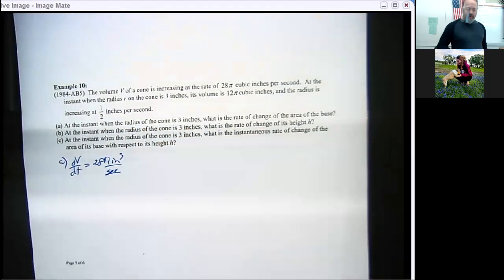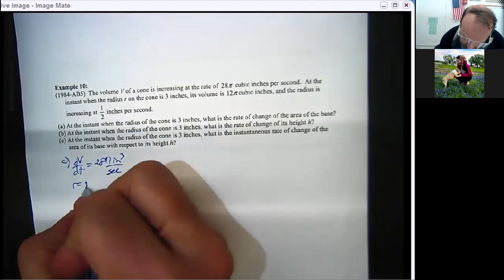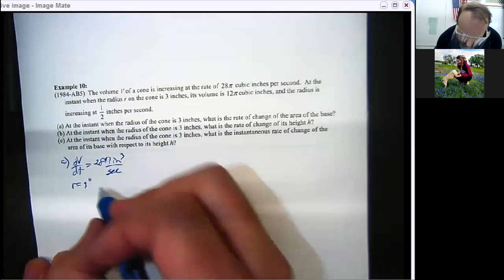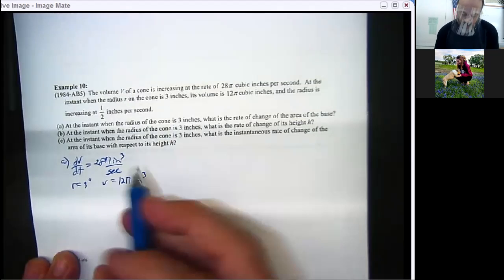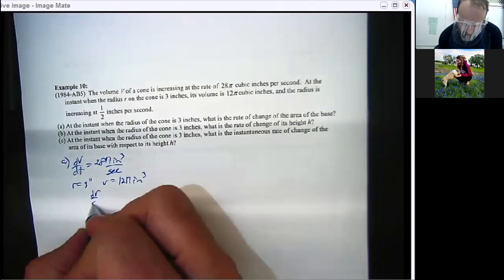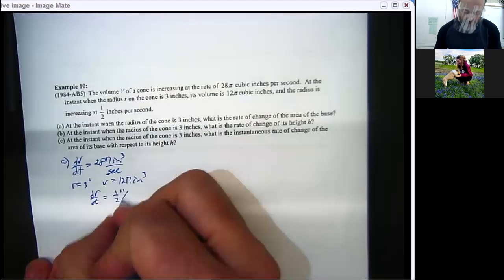At the instant when the radius of the cone is 3. Now, what is that? Is that the constant value or is that a snapshot value? That's a snapshot. When am I going to use that then? After I do calculus. So r equals 3 inches. At that instant, its volume is 12 pi. And the radius is increasing at 1/2 of an inch per second. dr dt is equal to 1/2 of an inch per second.